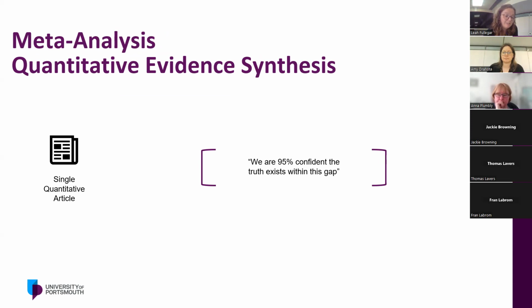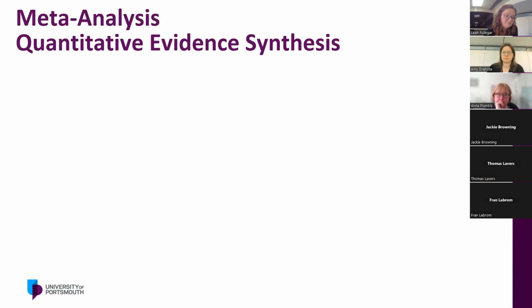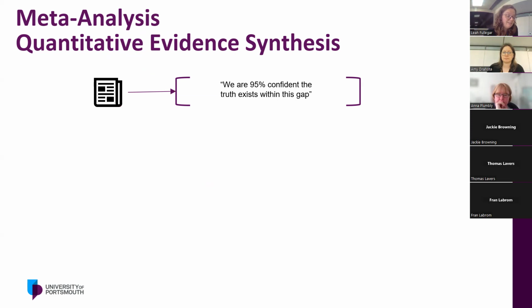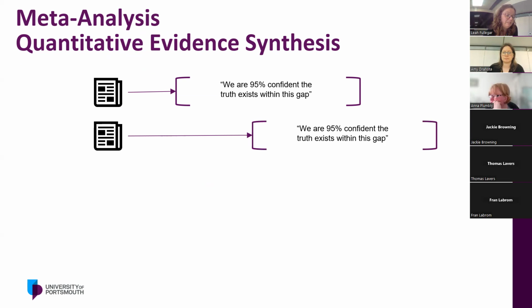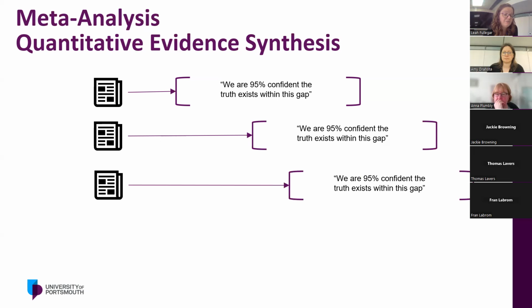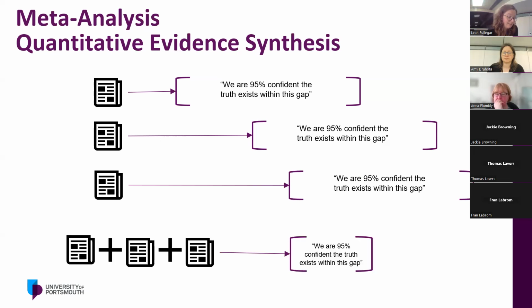With a meta-analysis, we're getting together all those individual studies that have taken different variables into account. So if one study says we are 95% confident that the truth exists here based on the variables they've accounted for, and other studies account for different variables and say we're confident that the truth exists in these gaps, a meta-analysis brings those together and narrows down that gap and says we are 95% confident that actually it's in this more precise gap that we've identified.